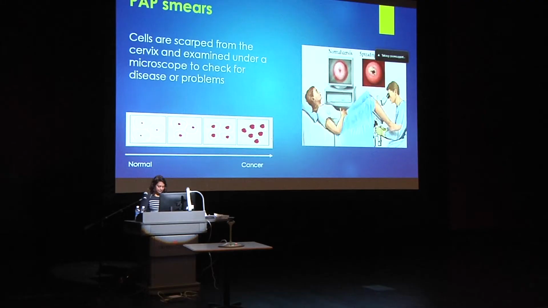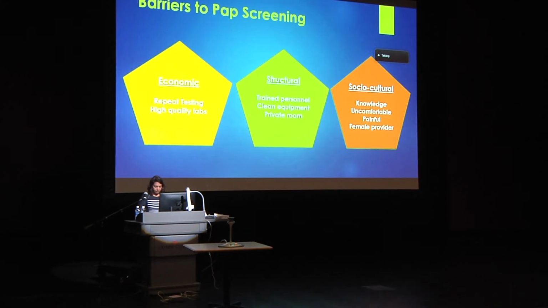If any abnormalities are seen, women are told to come back for another pelvic exam where a biopsy of the tissue is taken for further analysis. Pap smears are only 60% effective in diagnosing disease. Again, there are several barriers to getting a Pap smear. As in the case of the vaccine, there are economic, structural, and socio-cultural barriers.